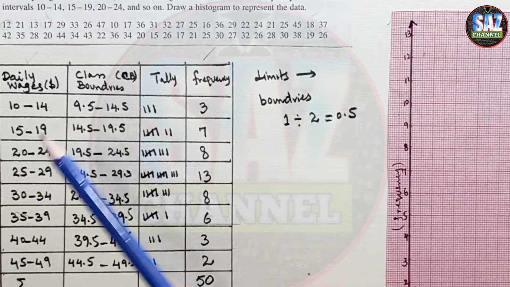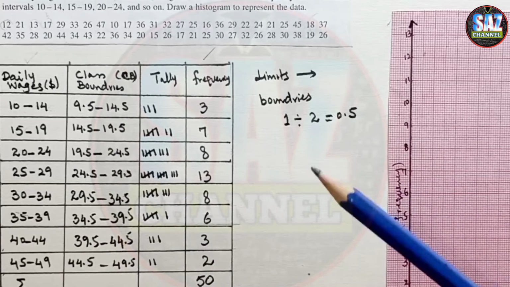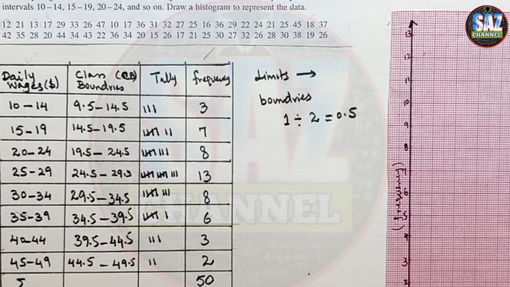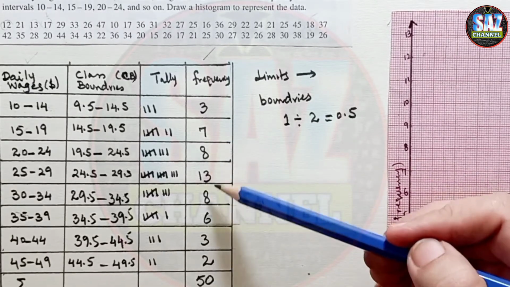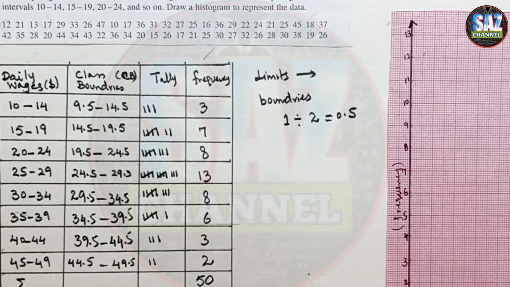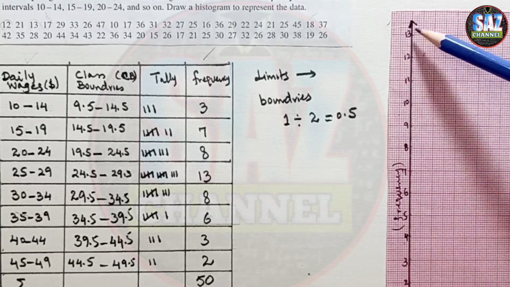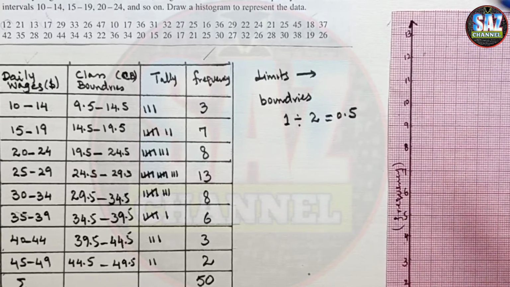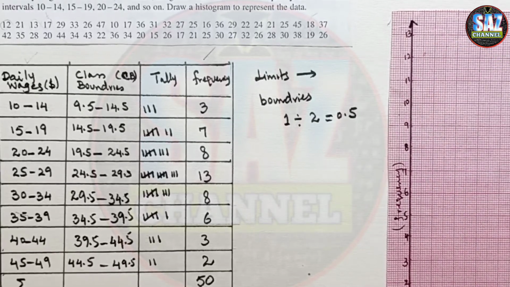Now for the x-axis, 1 centimeter gap equals 1 unit will be okay. And I have marked the class boundaries 9.5, 14.5, 19.5, 24.5, 29.5, 34.5, 39.5, 44.5 and 49.5. And now for the frequencies, you have to see which one is the largest frequency here. Largest frequency is 13. So you have to adjust your frequency column in such a way that it can capture 13. So 1 centimeter equals 1 unit. It's a symmetrical graph, so I can take this scale for the y-axis as well.